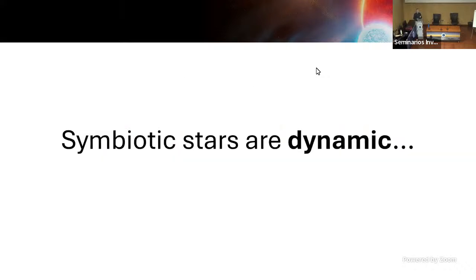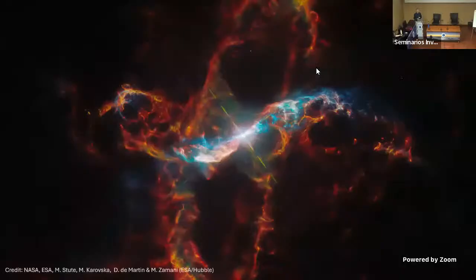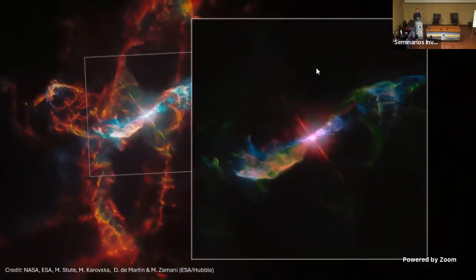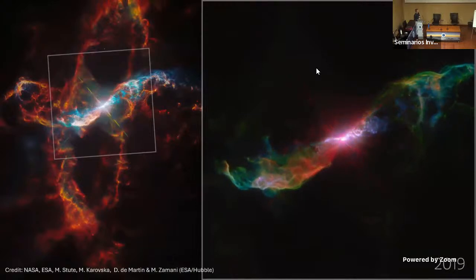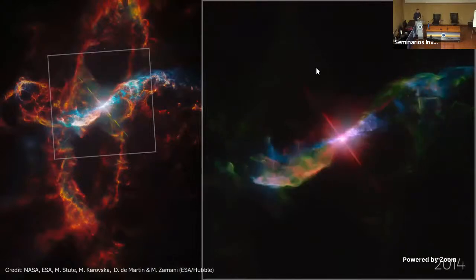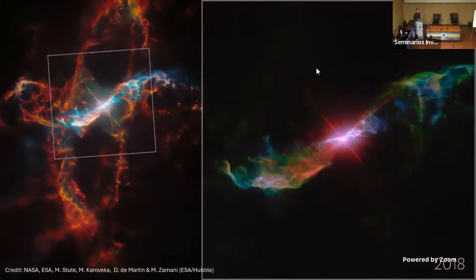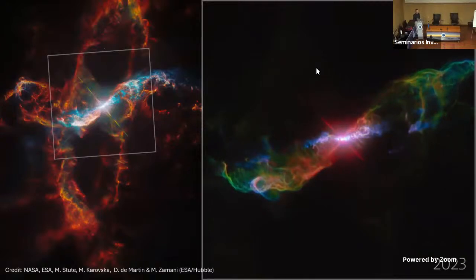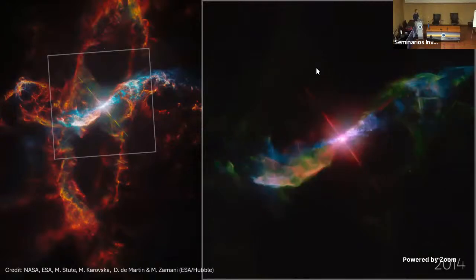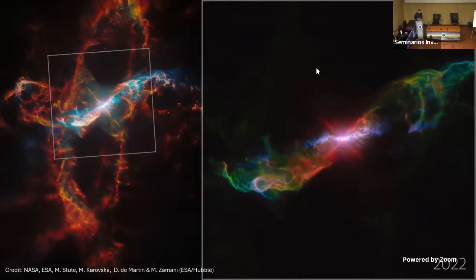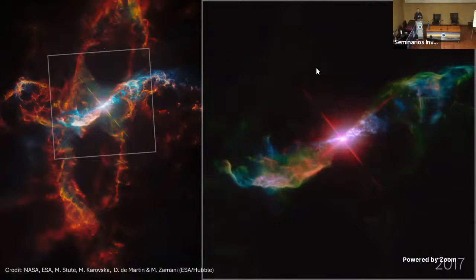So symbiotic stars are complex and heterogeneous. They're also dynamic, and I will get back to Era Quarry actually, because I really like this video, which was also released this year, which shows the evolution of the environment of Era Quarry over just a few years. I think the first is 2014, the last one is 2023, and you see how this nebular environment, which is creating the outburst of Era Quarry, is evolving. So you really see that these are not static objects doing nothing in years.